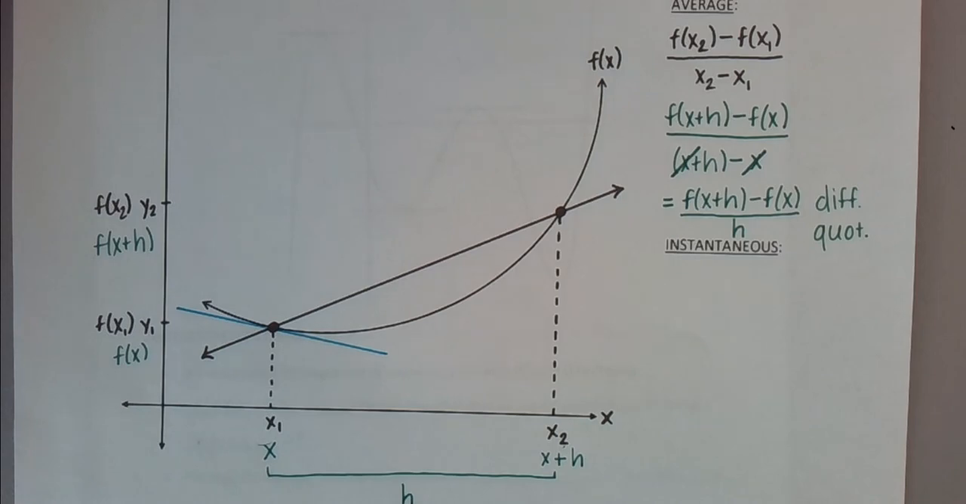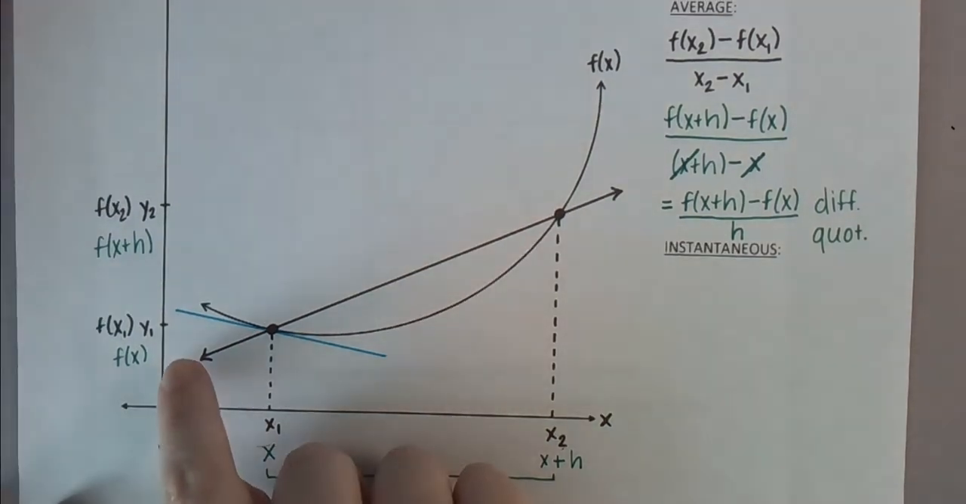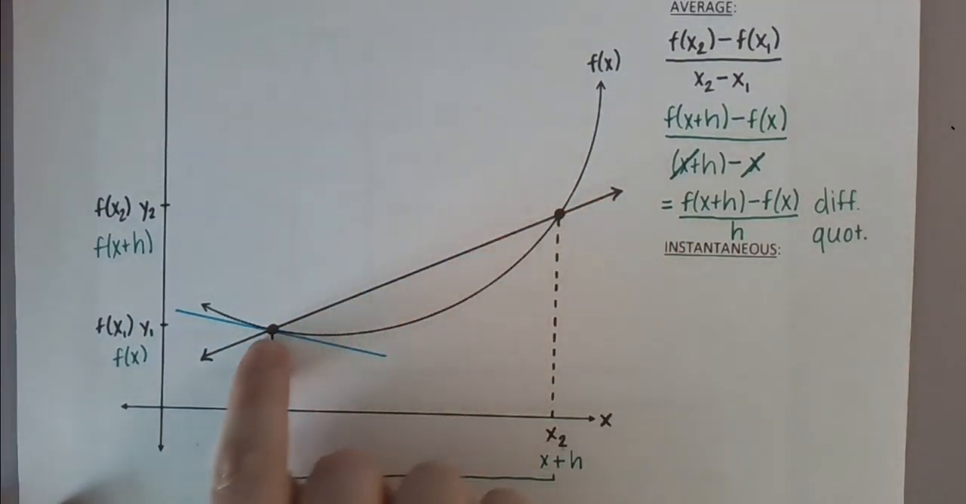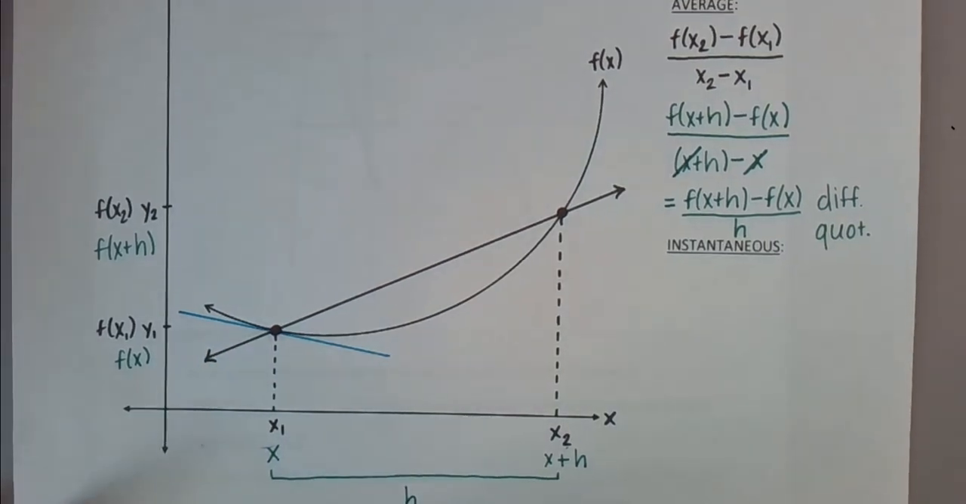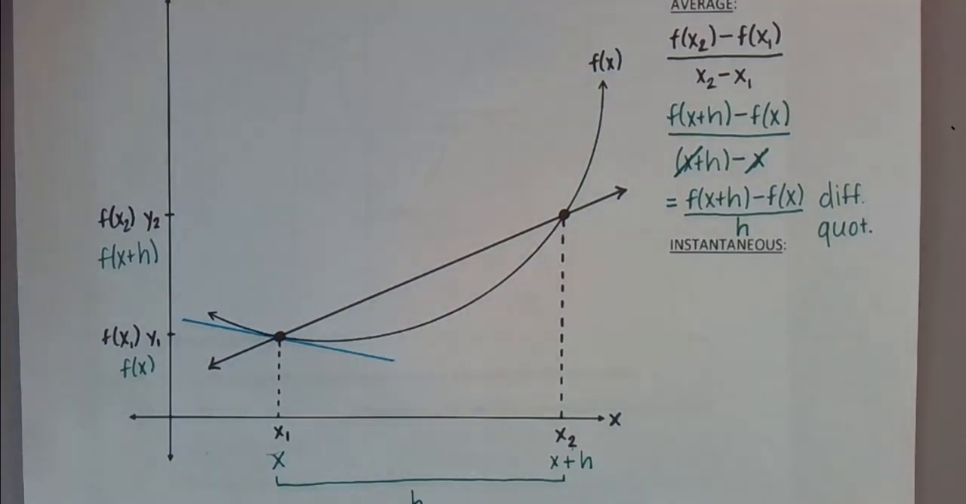So the idea is we're going to use this secant line, and we're going to make some gradual changes to this secant line in order to generate the tangent line. So what would that look like?